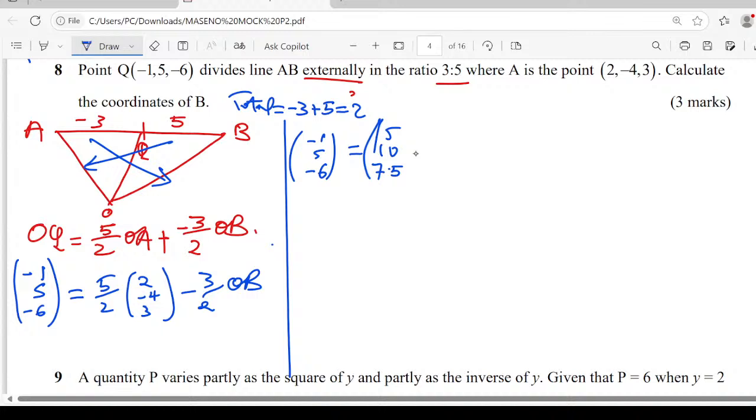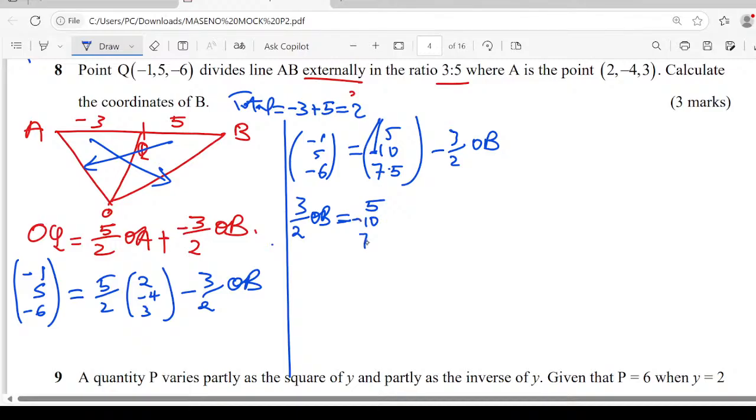This one should now be minus 3, minus 3 over 2 of OB. When I rearrange, negative 3 over 2 OB goes to the left and becomes positive. So that will now be 3 over 2 of OB equal to 5, 10. So this should have been negative 10 because it was negative 4.